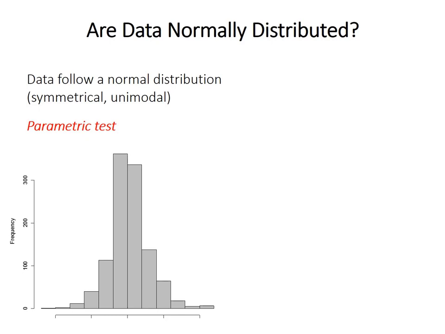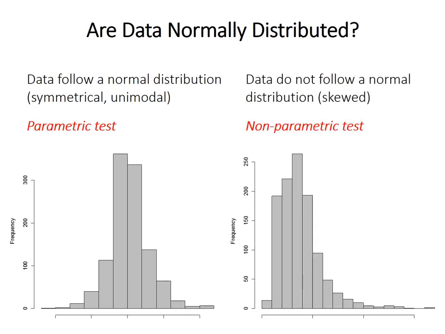center, you can run something called a parametric test, which assumes and requires that your data are normally distributed. If your data are not normally distributed, and especially if the data are skewed, which means not symmetrical, the peak is not in the middle, as shown here, you should run a non-parametric test. And again, we will discuss specific examples of these sorts of tests in future videos.